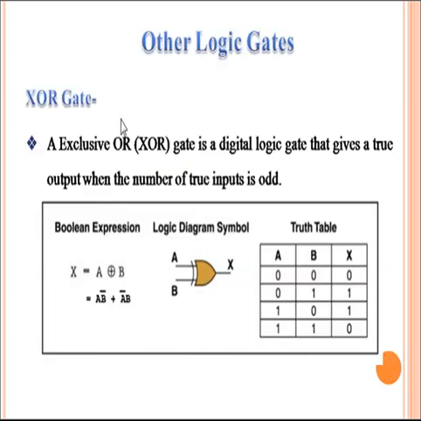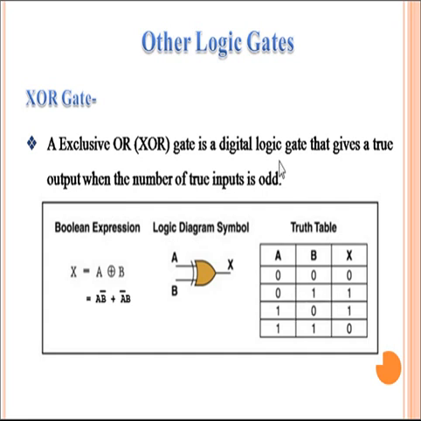And the other logic gate is the XOR gate. So, here the XOR gate is nothing but a digital logic gate that provides a true output, nothing but the output value will be 1 when the number of true inputs is odd, or when the number of inputs of value 1 is an odd number. If I consider the two input XOR gate, how will the output be? If the two inputs are the same, then the output value will be 0, and if the two inputs are different, the output value will be 1.